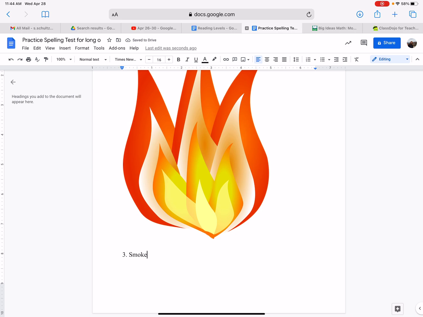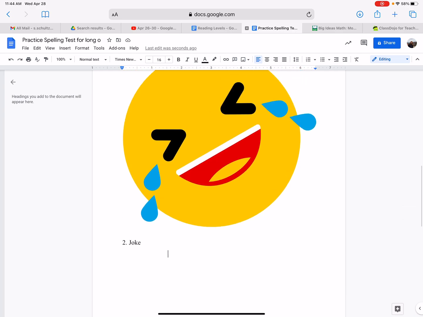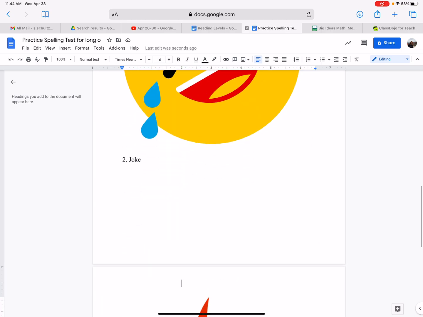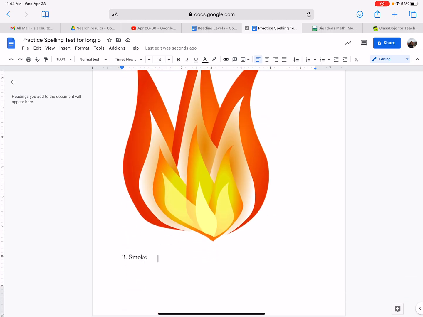And I'll give you guys another hint. If you don't know the word, always put an O. And then don't forget about your E, because there's going to be an E at the end of these spelling words. Home has an E, joke has an E, and smoke also has an E. So don't forget about the O and the E. If you don't know the word, put O and E.